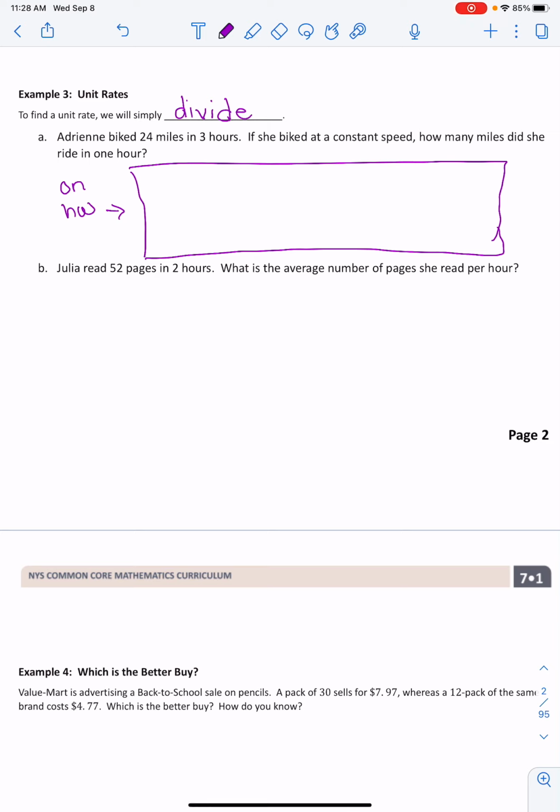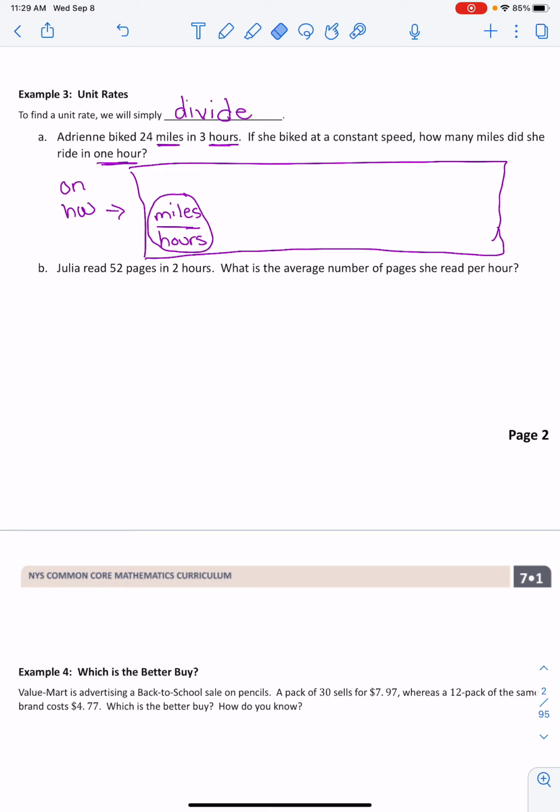Adrian biked 24 miles in 3 hours. If she biked at a constant speed, how many miles did she ride in 1 hour? Well, because we want to know how much for 1 hour, hours has to be on the bottom. So our units are hours first on the bottom, and we need miles. Miles would be on top. So the first thing that you need to have on your homework is what your units are.